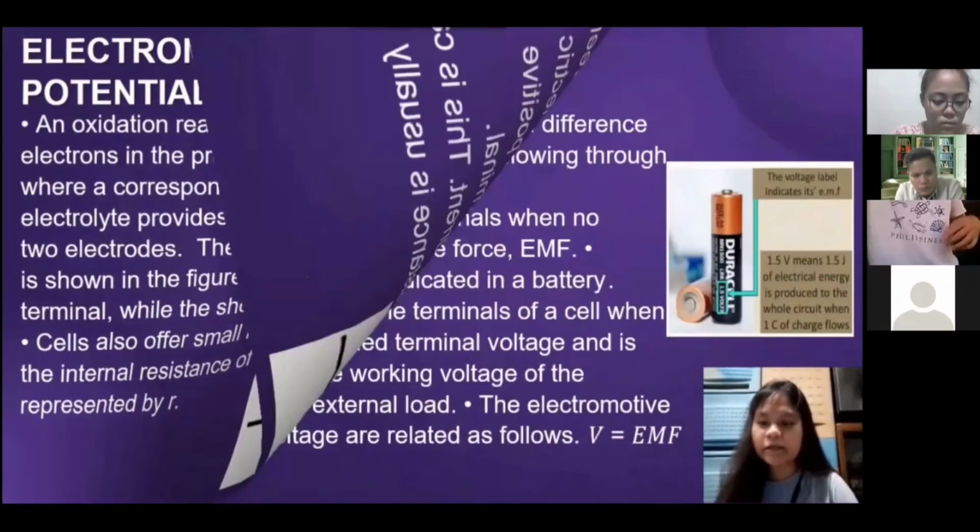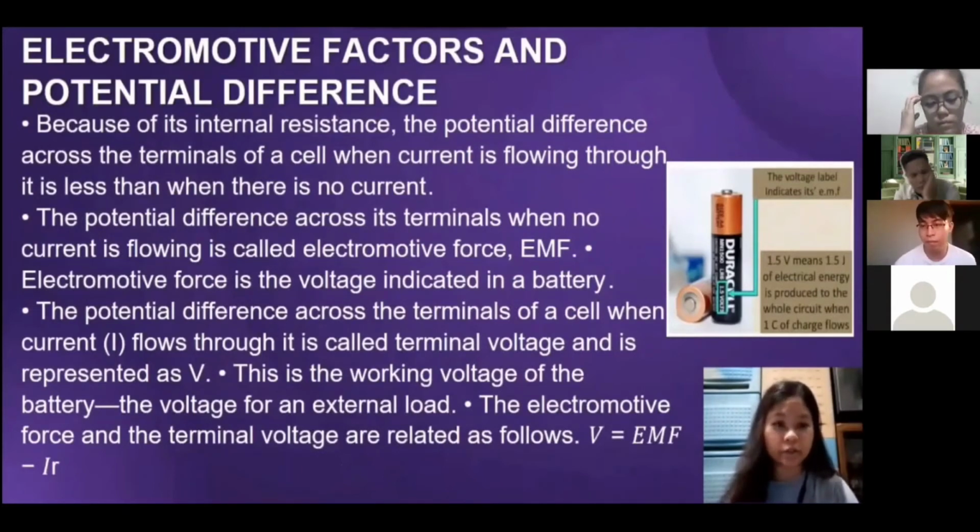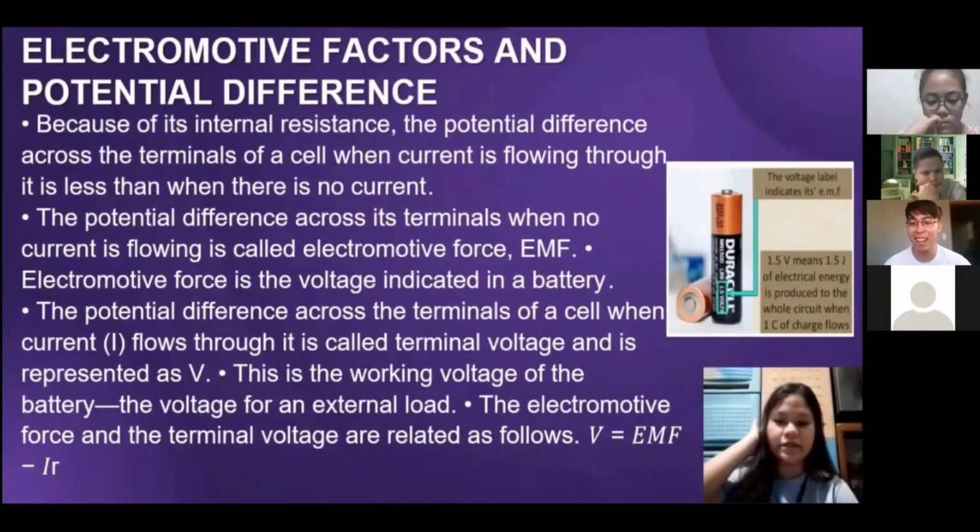Because of its internal resistance, the potential difference across the terminals of a cell when current is flowing through it is less than when there is no current. The potential difference across its terminals when no current is flowing is called electromotive force, or EMF for short. Electromotive force is the voltage indicated in a battery.